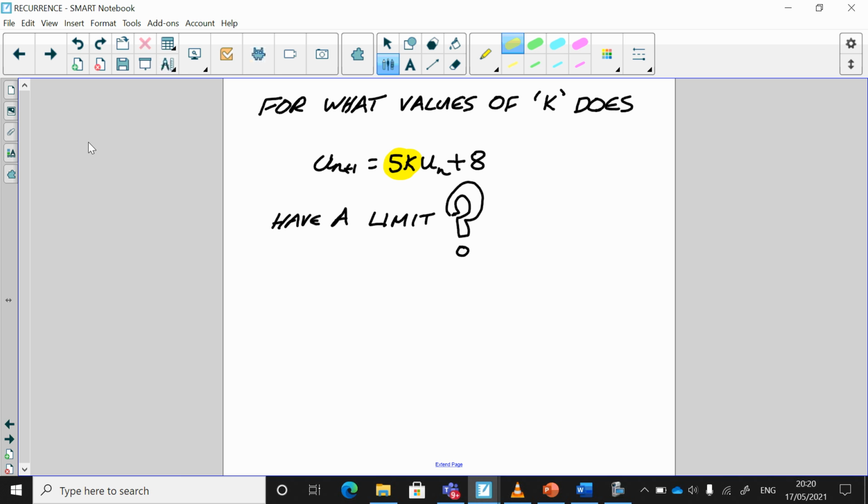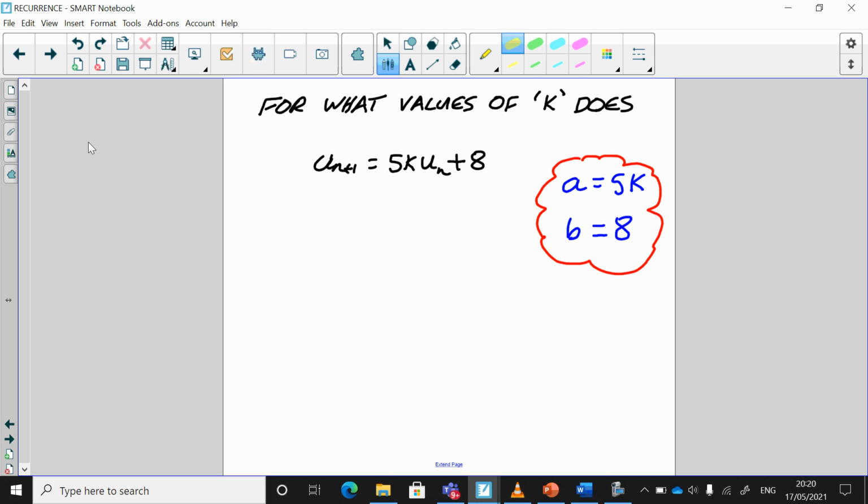Well, you know that a here is 5k, b is 8. We don't need that in this problem here. I've just specified it. It's always good to take your a and b values, just in case you need them. Right, so where does a have to lie between? What zone does it have to lie between to have a limit? And it's indicating that's what they want.